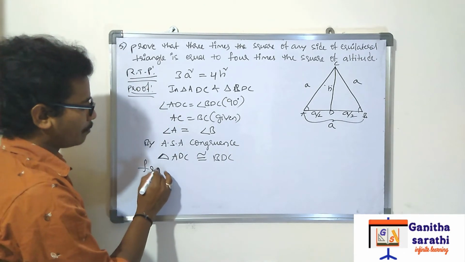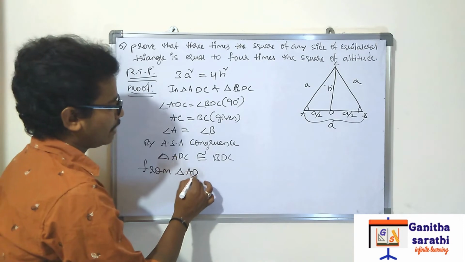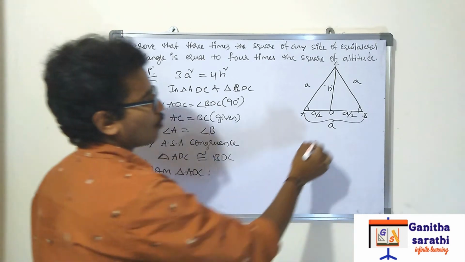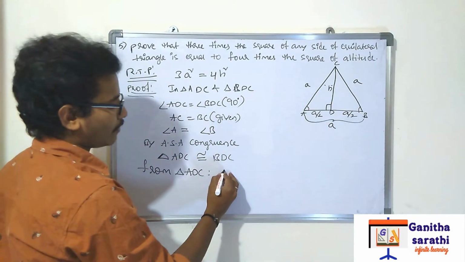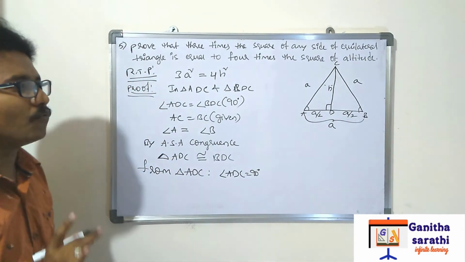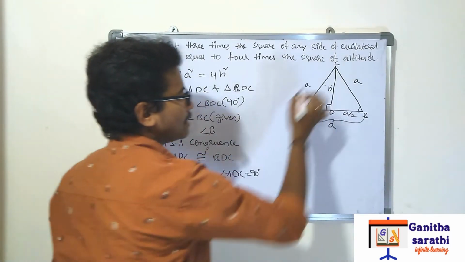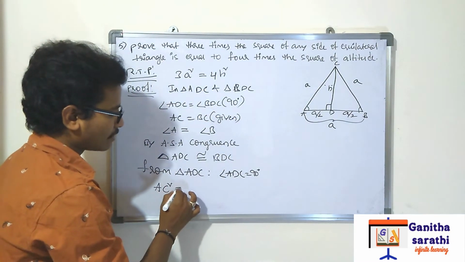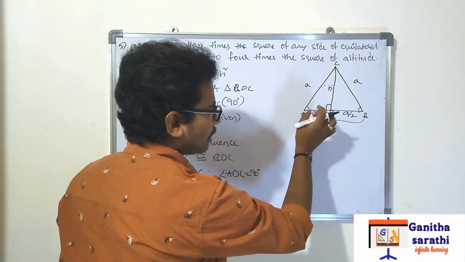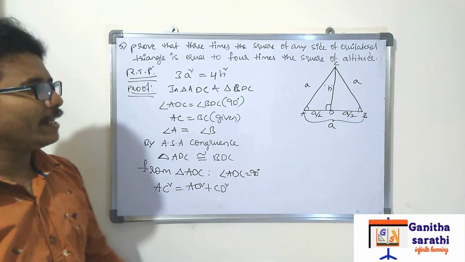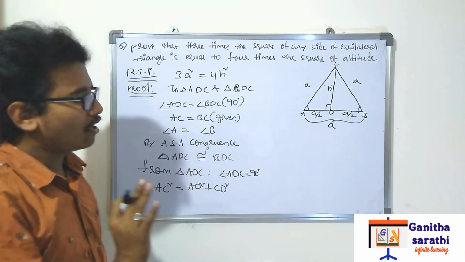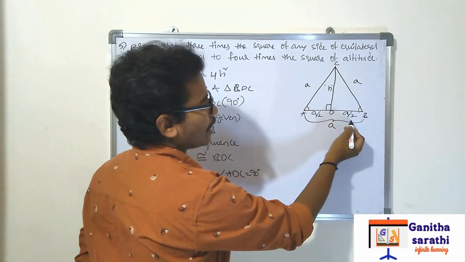Now you can take any triangle. I am taking triangle ADC. From triangle ADC, by using Pythagoras theorem, angle D is equal to 90 degrees, right? So what is the hypotenuse in triangle ADC? AC is the hypotenuse. AC square is equal to AD square plus CD square. So why are we writing A by 2 and A by 2 here? We are taking the altitude, CD, as the altitude.